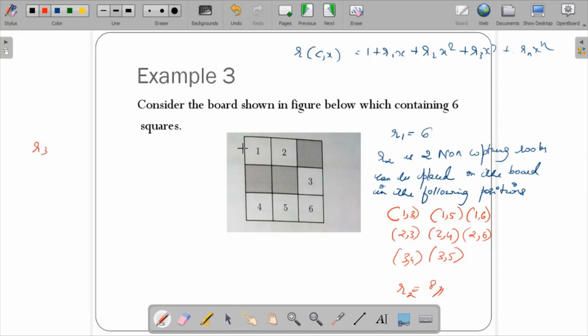R3 we can find because it is a 3 cross 3 board. R3 is again 3 non-capturing rooks; you write the statement the same: 3 non-capturing rooks that can be placed on the board in the following position. I'm just writing R3 over here. For R3 you have to find the combination of 3, but again it should not be in the same row and same column. So it can be placed only in the following positions.